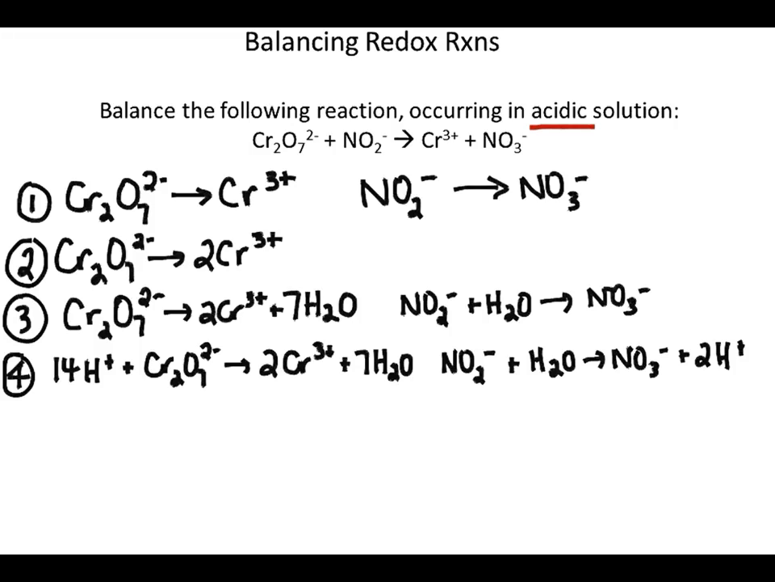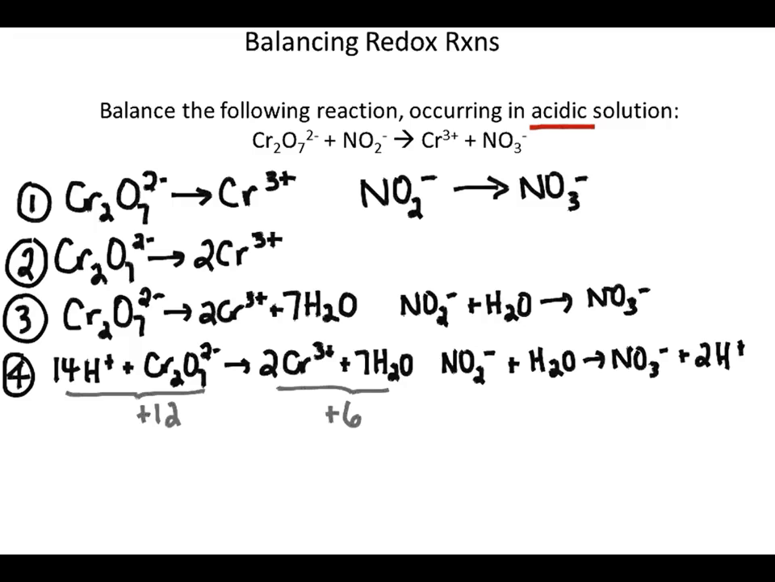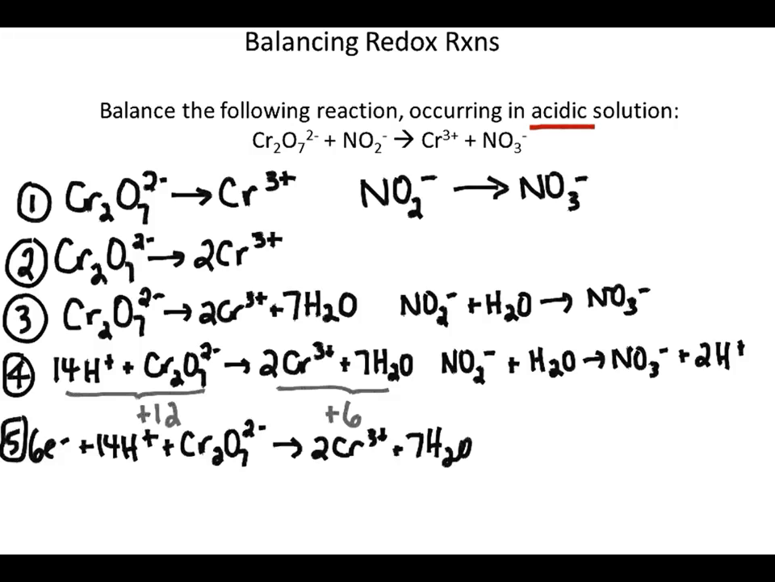Next, we're going to check the charges. I'm going to balance the charges by adding electrons. So on the left half reaction, the left-hand side of that reaction, we have 14 H pluses and we have 1 negative 2 dichromate ion, which means the charge on the left-hand side is plus 12. The charge on the right-hand side is plus 6 because we have 2 chromium plus 3 cations. That means that we need 6 electrons and we need them to be on the left-hand side because electrons are negative. That's going to bring this plus 12 down to plus 6, which is our goal here.